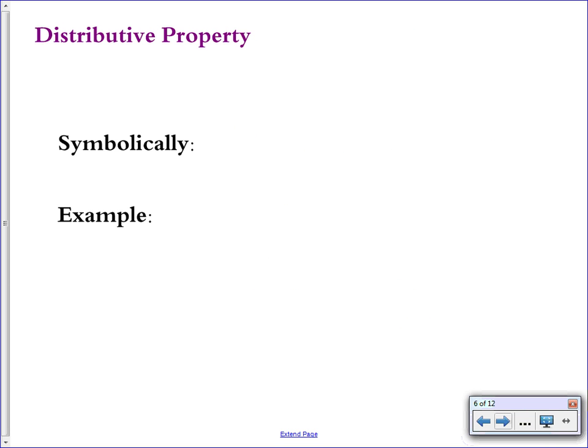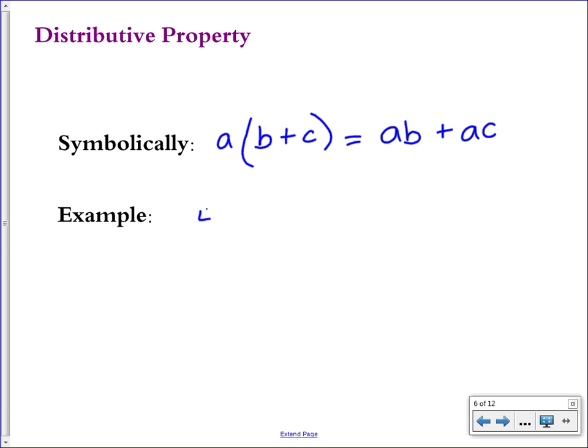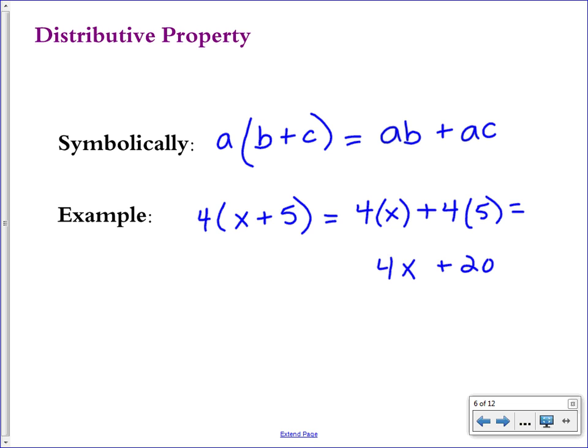The distributive property. You're probably familiar with this one. Symbolically, it's written as a times the quantity b plus c. So this is the first time we've got multiplication and addition in the same property, equals ab plus ac. So it's distributing the a, right? Distributing the multiplication. Showing this with numbers, it might look something like this. If you see an expression like 4 times the quantity x plus 5, it is true for you to say 4 times x plus 4 times 5, or 4x plus 20. That's the distributive property.